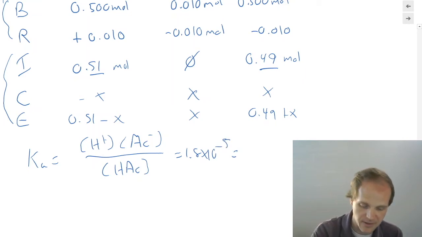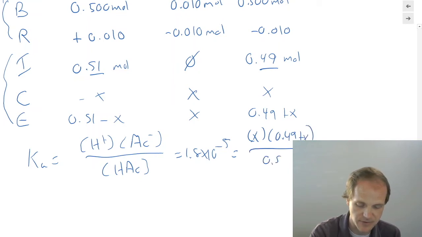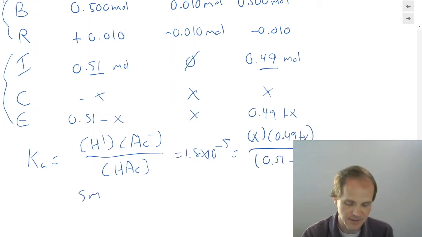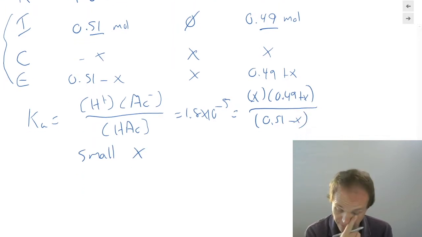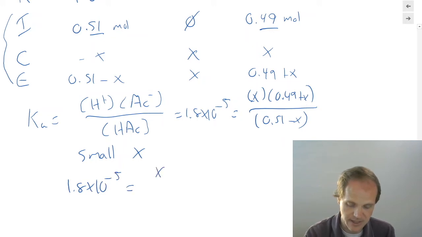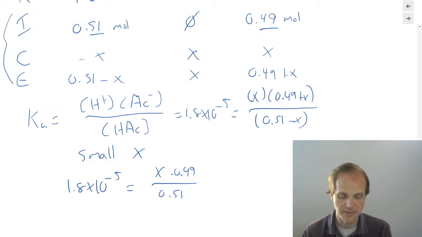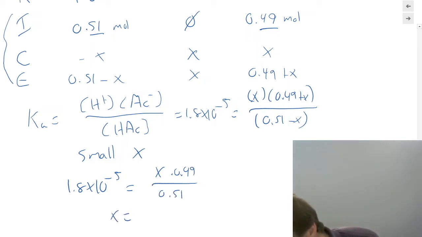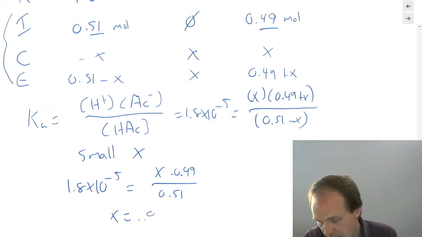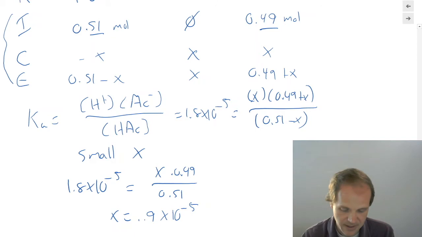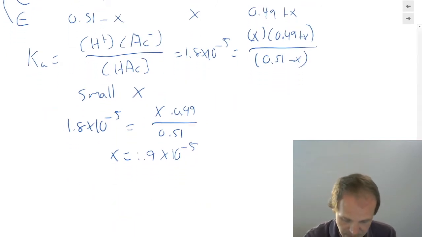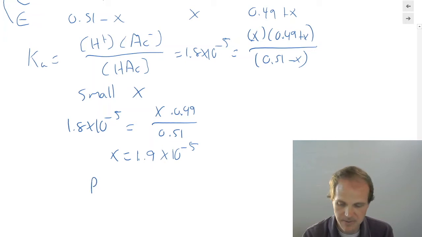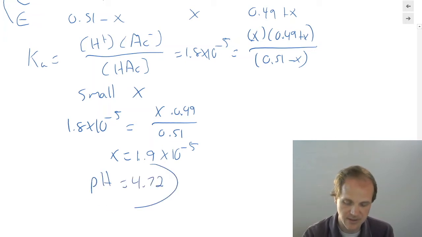That's why. All right, we get x times 0.49 plus x over 0.51 minus x. Let's go ahead and make that small x assumption and see if we do better this time. You get 1.8 times 10 to the minus fifth is equal to x times 0.49 divided by 0.51. X is equal to 1.9 times 10 to the minus fifth, and that makes my pH 4.72.